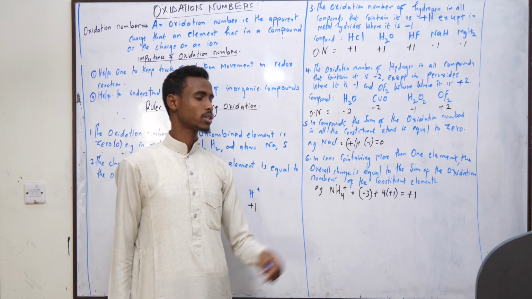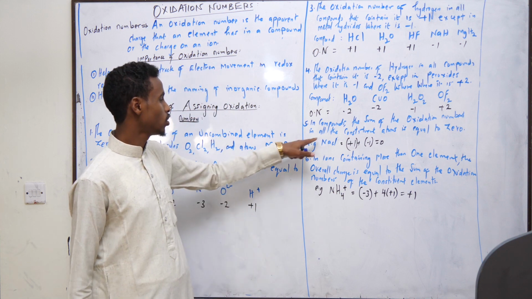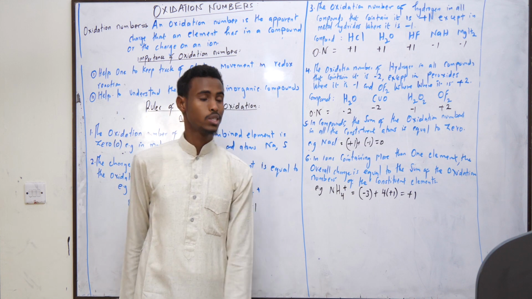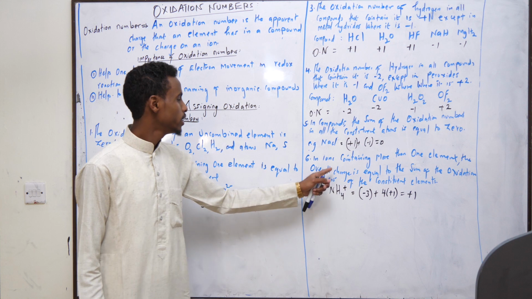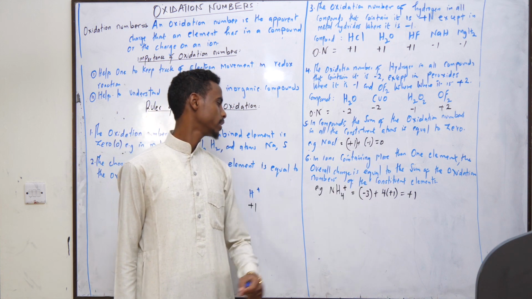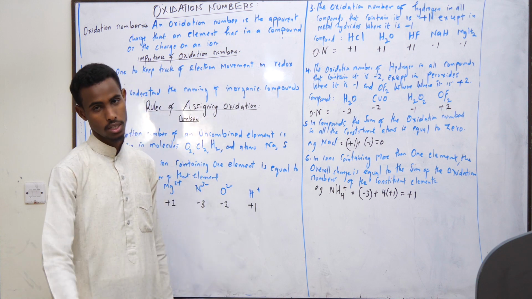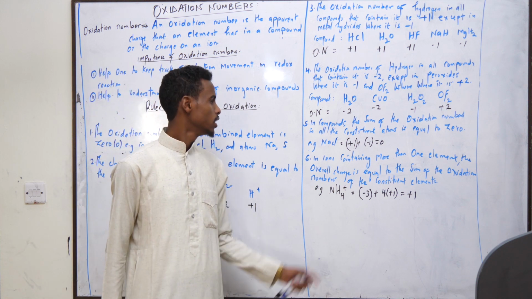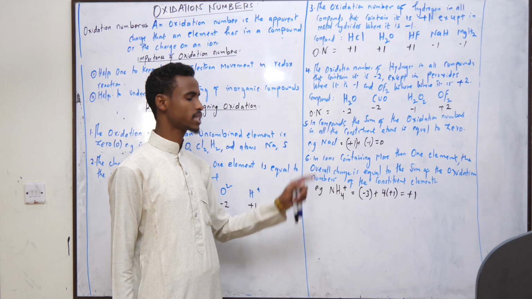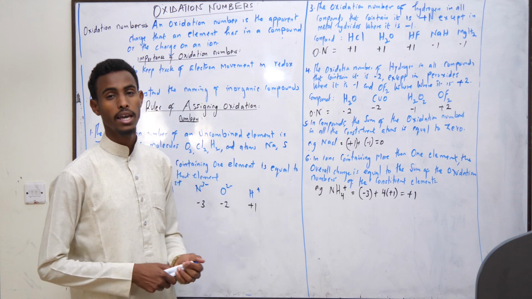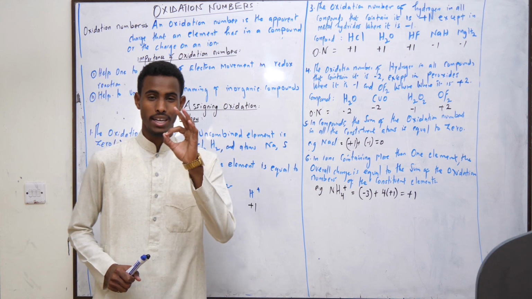Now, rule number 5: in compounds, the sum of oxidation numbers of all the constituent atoms is equal to 0. Rule number 6: in ions containing more than one element, the overall charge is equal to the sum of the oxidation numbers of the constituent elements. Now let's discuss one by one. Basically, we use rules number 5 and 6 in finding the oxidation number of an element in a compound.